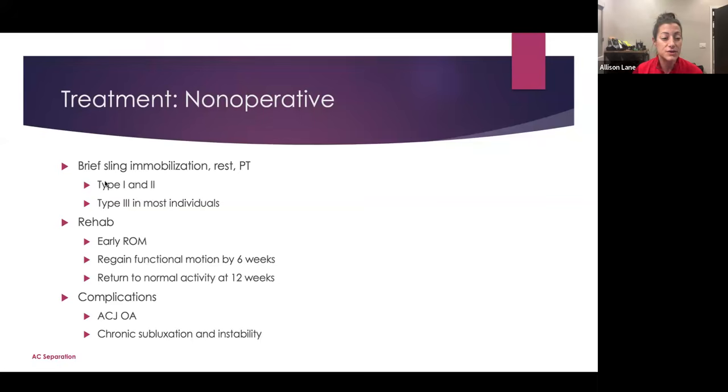And then complications, you can definitely see some AC joint osteoarthritis. And then depending on how severe the tears were, you can definitely get some chronic subluxation and instability with these, more so in maybe the type 3s.